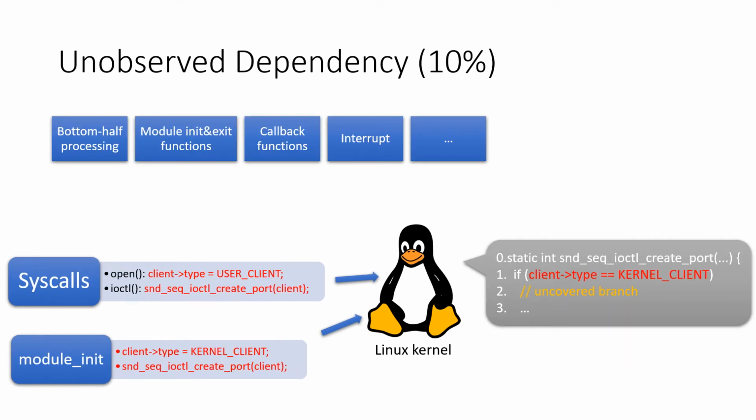Another interesting root cause is the unobserved dependency, which is about 10%. Besides the system calls, there are some functions can be triggered by other interfaces of the Linux kernel. For example, bottom half, module init and exit functions, callback functions, interrupt. For example, the unresolved dependency at line 1. If we trigger this function from system call IO control, we can never satisfy the unresolved dependency. Only the module init function could satisfy the unresolved dependency.